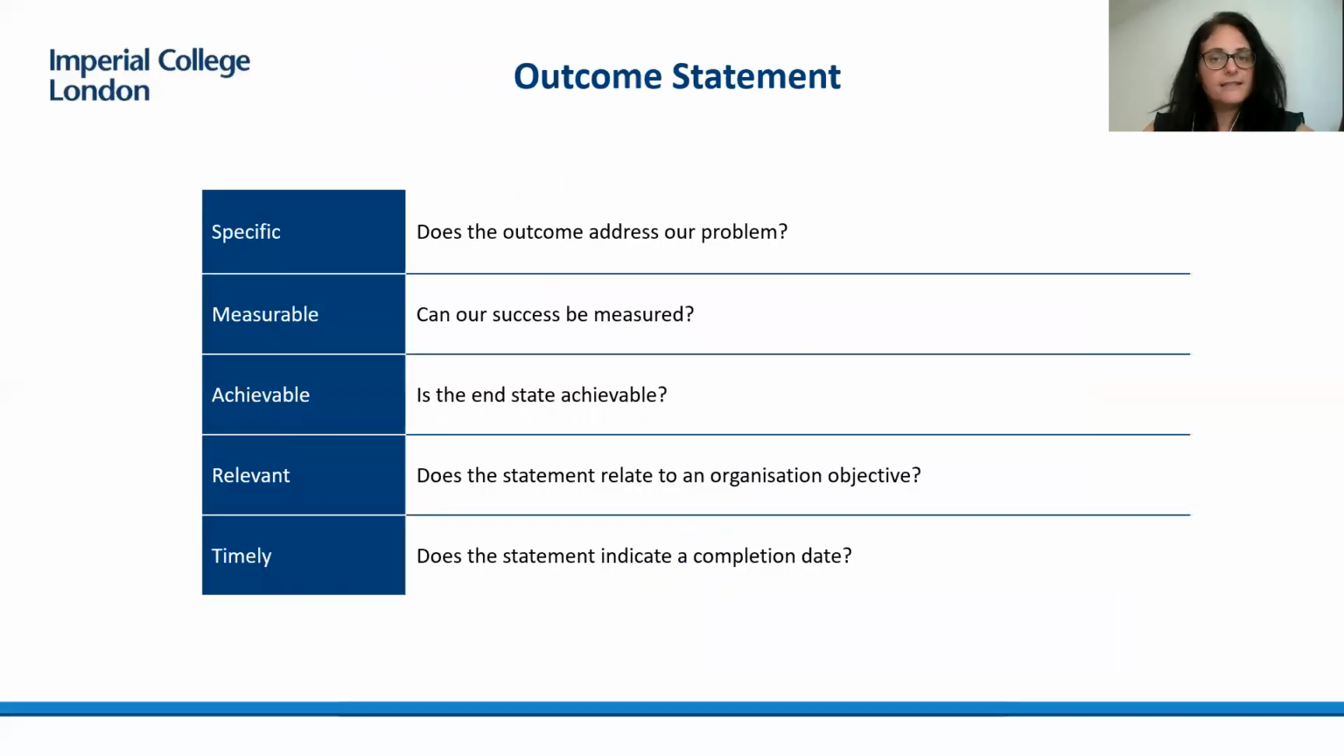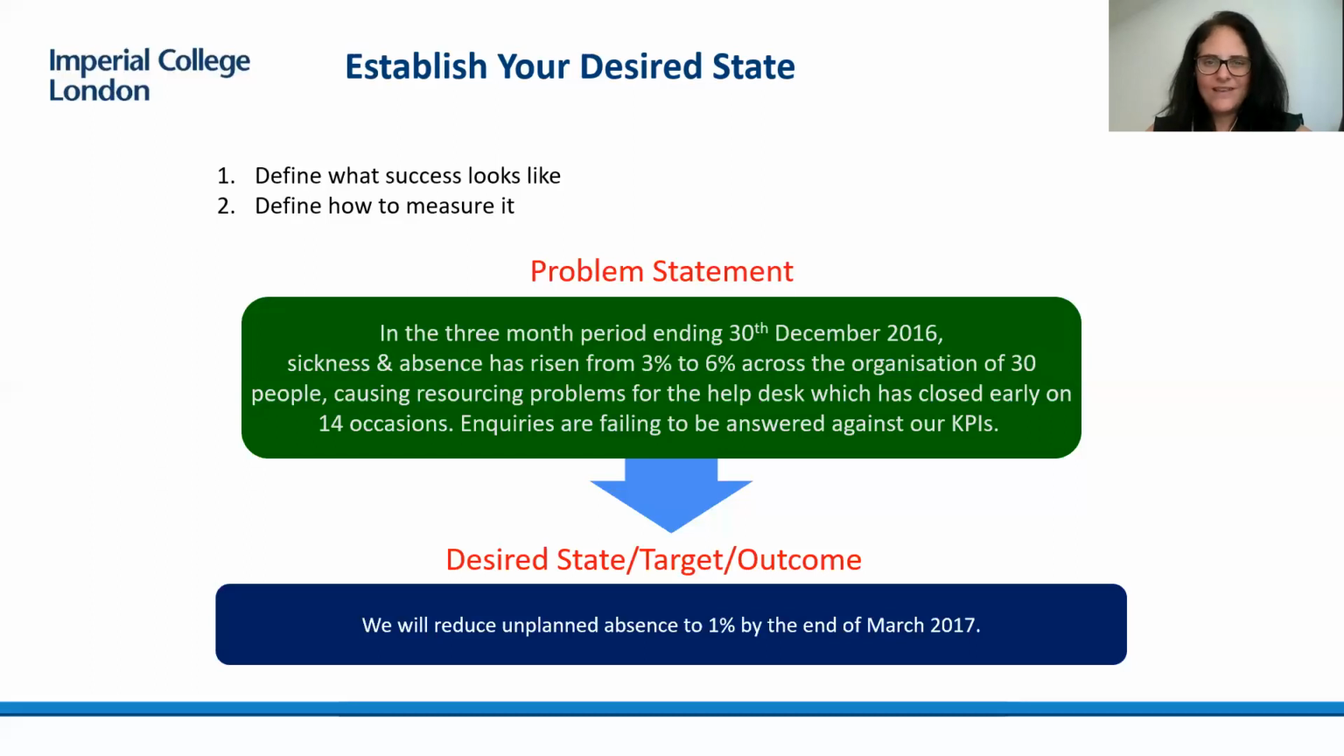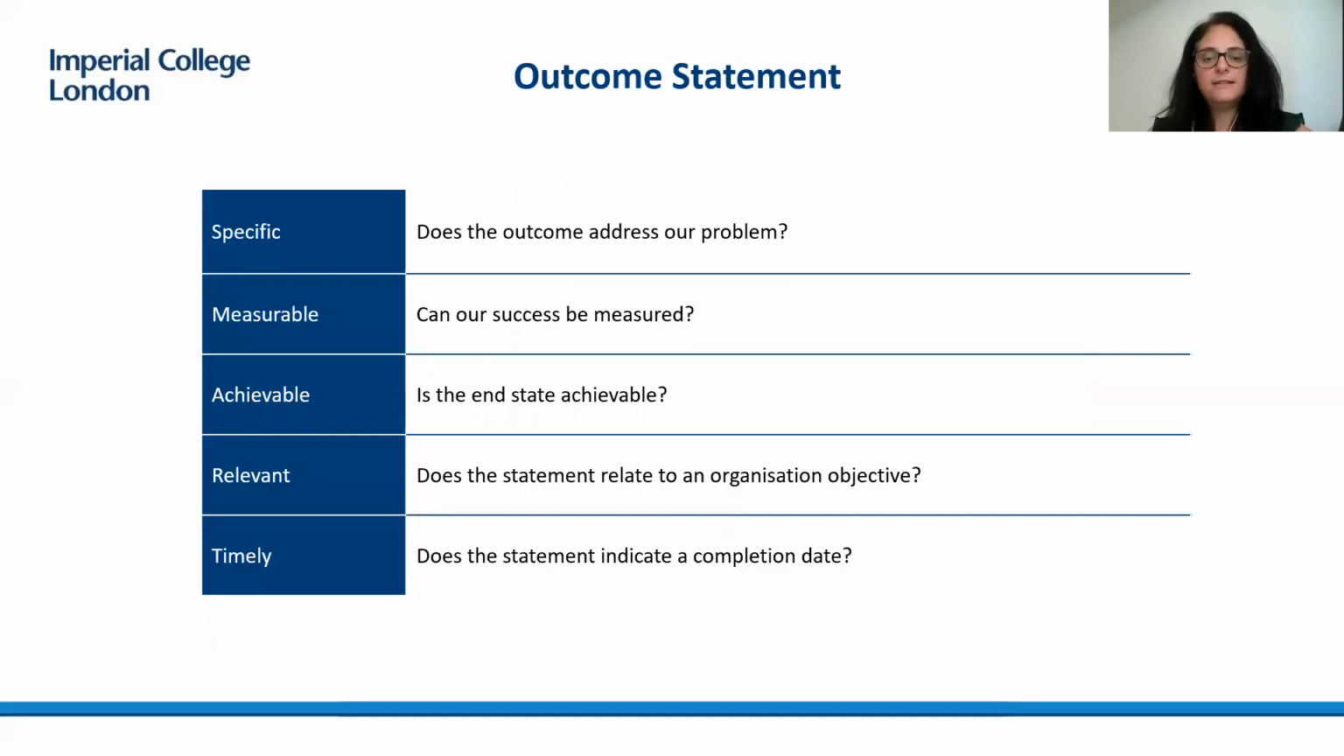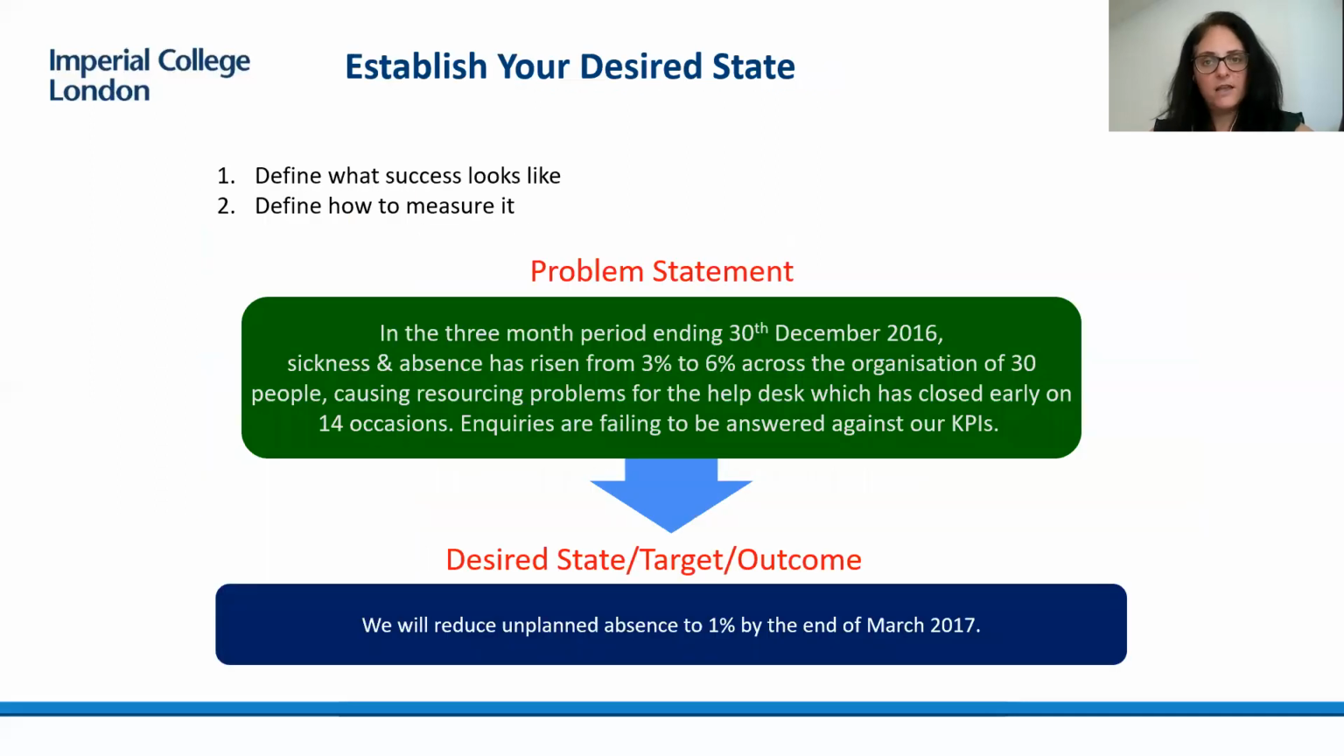Is it relevant? Does the statement relate to an organizational objective? In our case, there's nothing specific in here about relating to an organizational objective. But if you want to bolster your outcome statement, you could have a look at your strategy, in your department or of your organization, to see if you could add it in here. Timely. Does the statement indicate a completion date? In our case, yes, it does. We want to be at this end state by the end of March 2017.